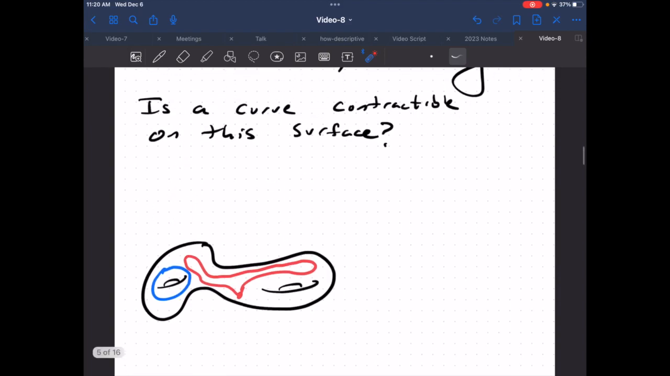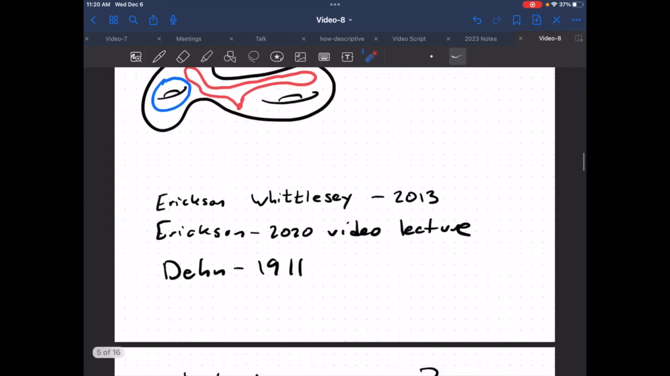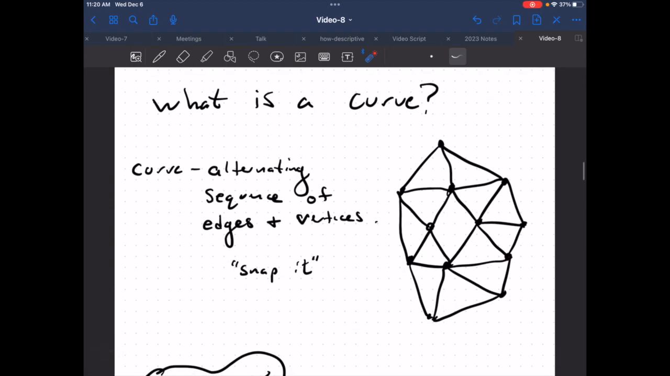Okay, so we're talking about: give me a curve on a surface. Can I contract that curve to a point? And we want an efficient algorithm to answer that question. So you might ask, well, what is a curve? Well, we have a triangulated surface, and we can think about, well, maybe our curve is going around like this or something. And we could represent it as a sequence of, in this case, faces and edges. So I'm hitting this face, then this edge, then this face, then this edge.